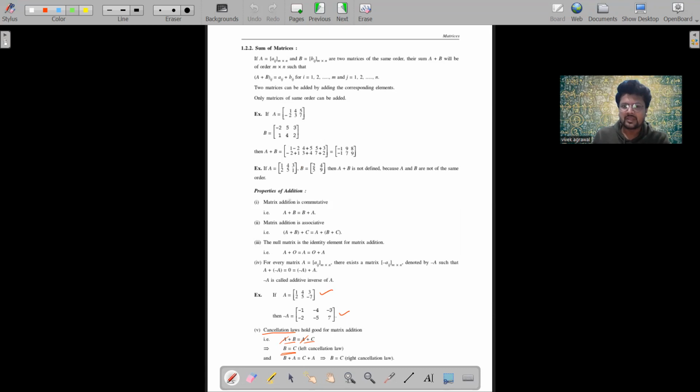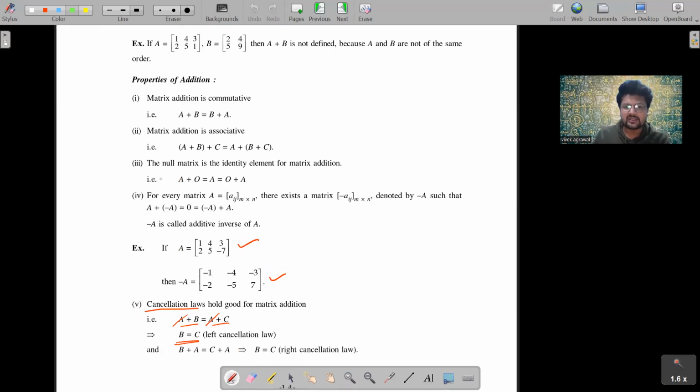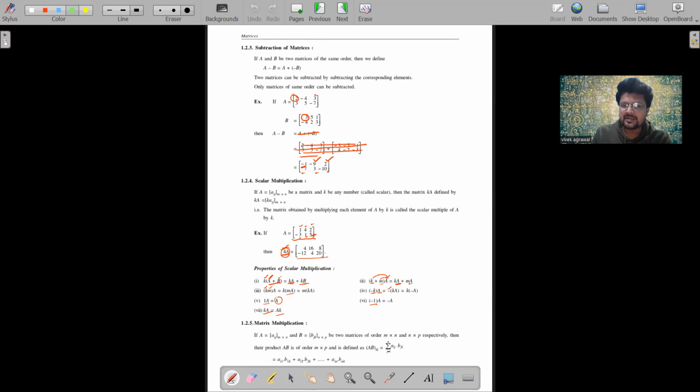The order should be the same. Then we did some properties of matrices, in which we understood that addition is commutative and associative, and if we add a null matrix to any matrix, it does not change. Minus A is the additive inverse of A. Cancellation law works for these matrices. Then we did subtraction. For subtraction also the same rule is applicable.